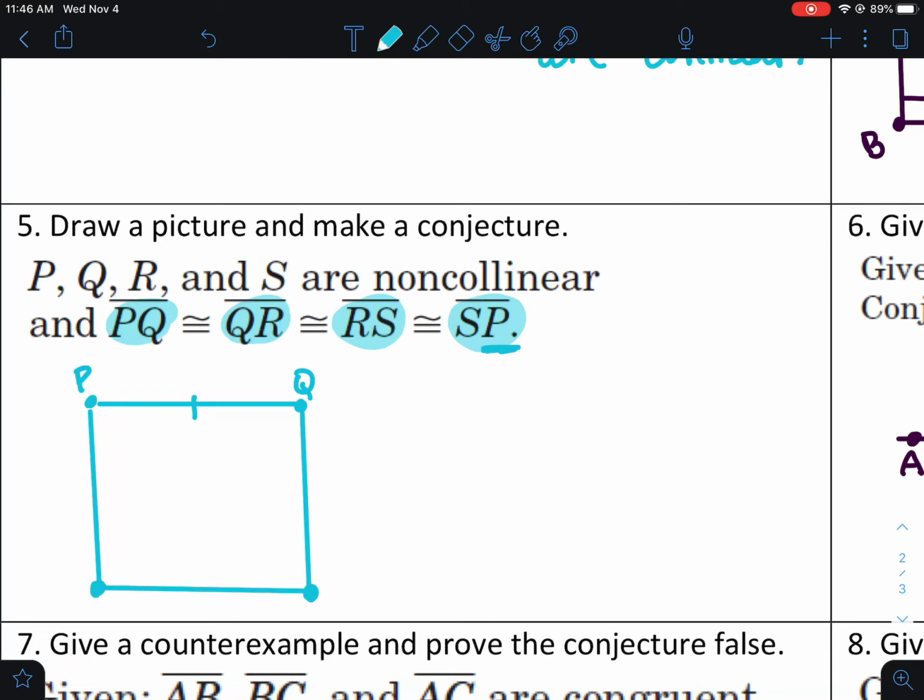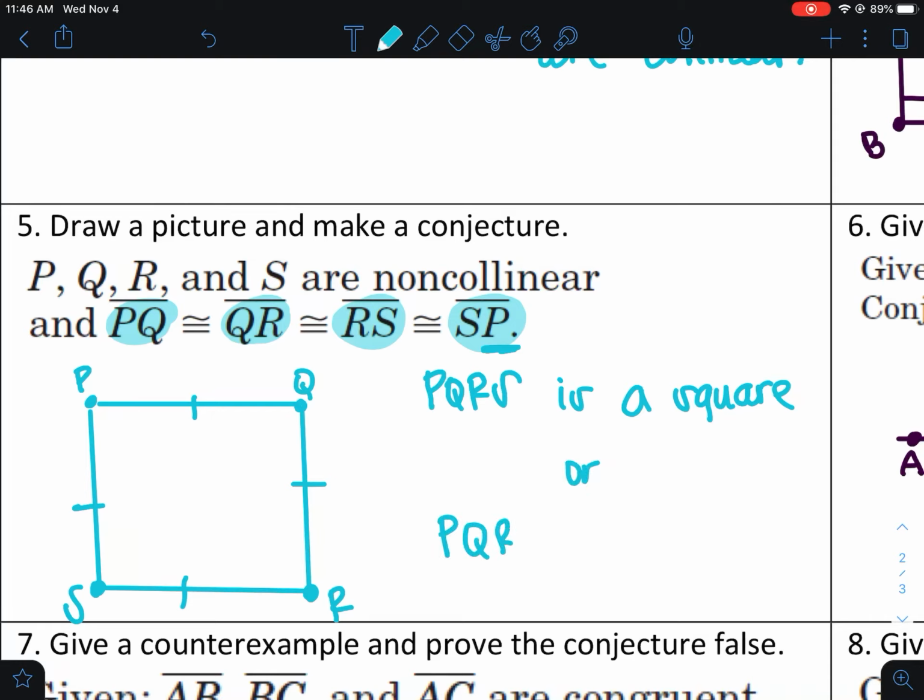All right, so we have Q, R, S, P, and they are all congruent. So what conjecture can we make? We could say that PQRS is a square. Okay, that's one conjecture we can make, or we could say that it's a rhombus, because both squares and rhombuses, I don't know the plural, sorry, they both have 4 congruent sides. All right, so those are 2 different conclusions we can make. I gave you 2, you just needed 1 though.